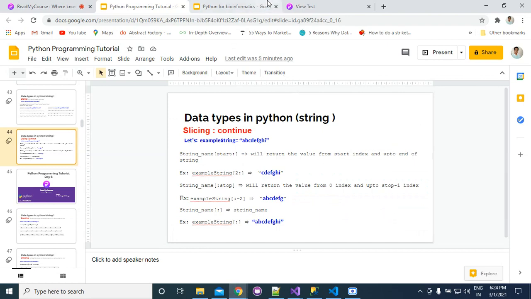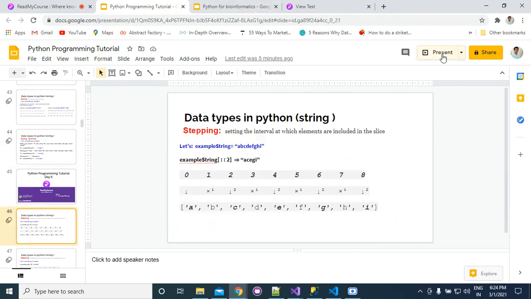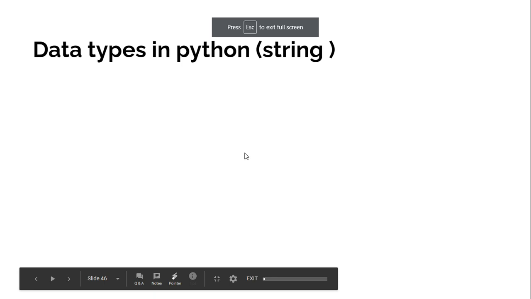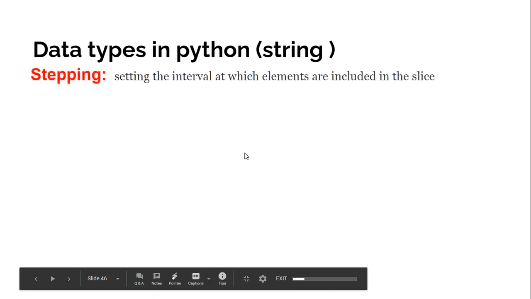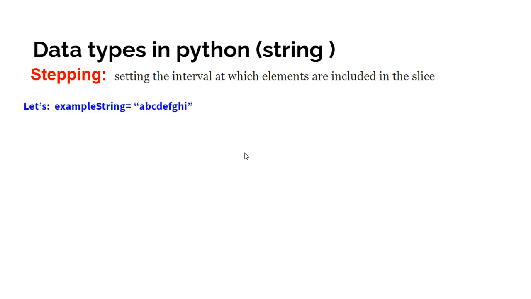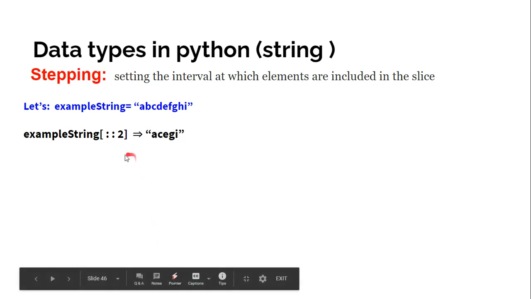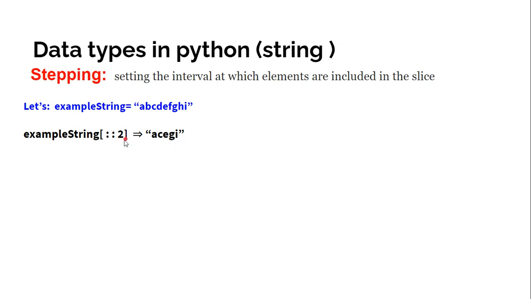So this is slicing. Now our next topic is stepping. What is stepping? Stepping is setting the interval at which elements are included in the slice. What does it mean? Suppose we have the example string ABCDEFGHI. Now we are not passing the start value, we are not passing the stop value, and the step size, this is step, we are passing as 2.